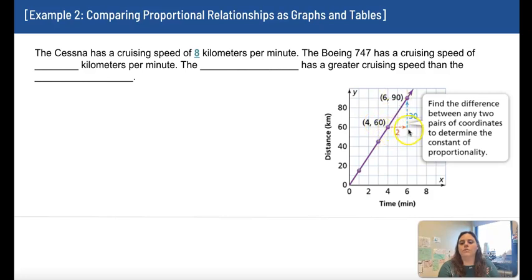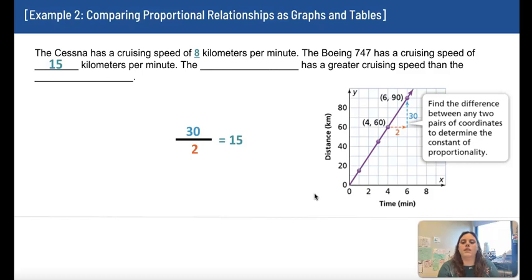To go from 4 over to 6, I have to go over 2, and to go from 60 up to 90, I have to go up 30. So those are the numbers being shown here. So we're going to take 30 divided by 2, which will give us 15. This tells us the kilometers per minute that this plane is traveling.